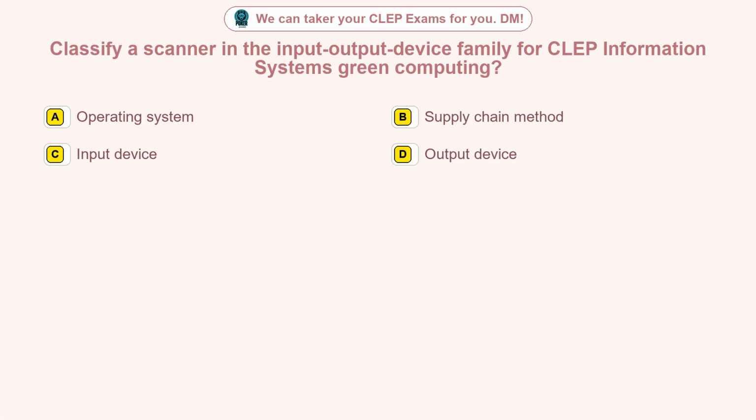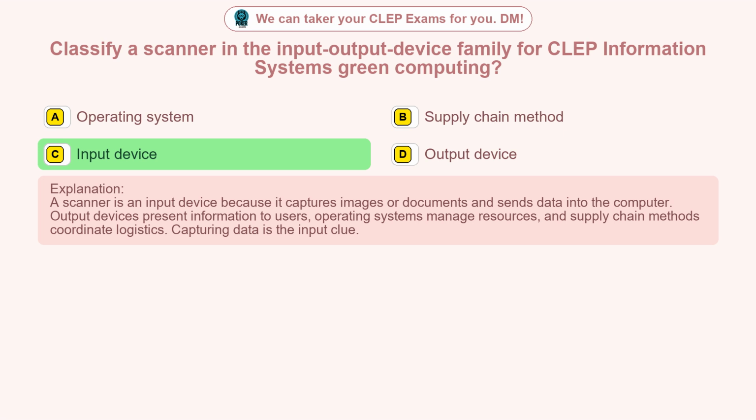Question 54. Classify a scanner in the input-output device family for CLEP Information Systems green computing. Option A, operating system. Option B, supply chain method. Option C, input device. Option D, output device. The correct answer is option C, input device. A scanner is an input device because it captures images or documents and sends data into the computer. Output devices present information to users, operating systems manage resources, and supply chain methods coordinate logistics. Capturing data is the input clue.